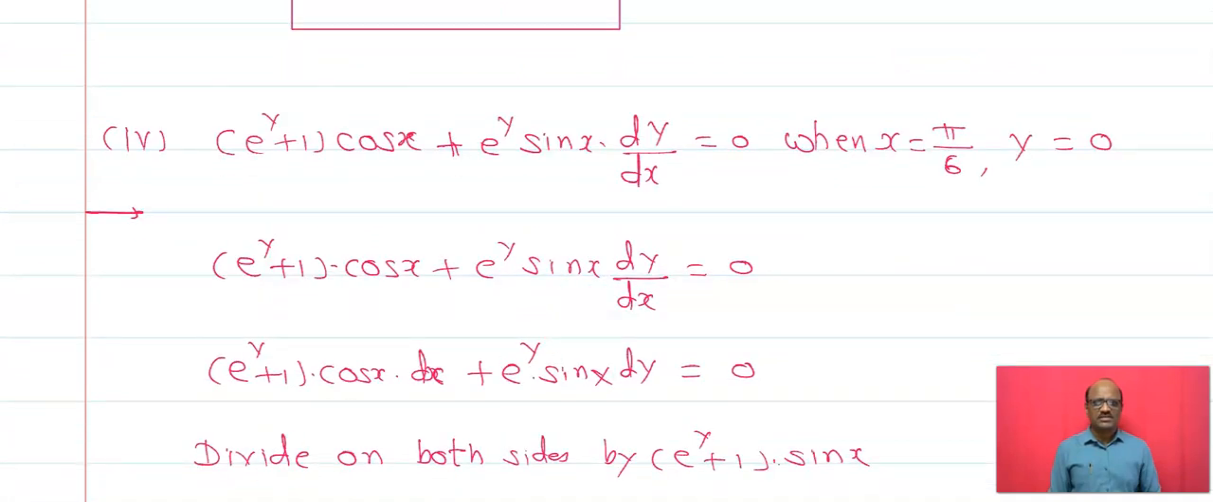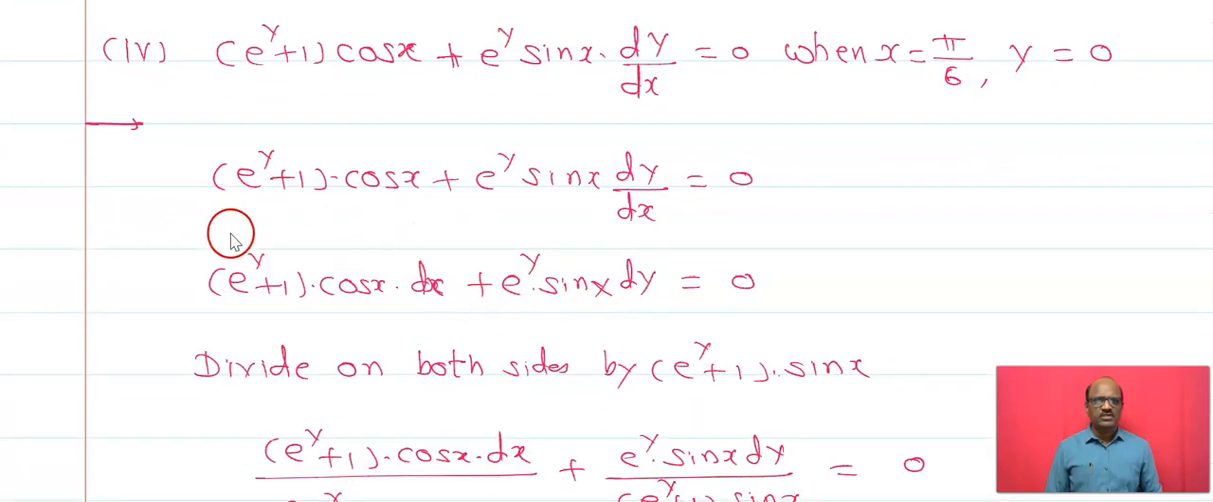Now the next problem is problem number 4. In bracket e raised to y plus 1 into cos x plus e raised to y into sin x into dy by dx, that's equal to 0. When x is equal to pi by 6, y is equal to 0. Now see this differential equation: e raised to y plus 1 into cos x plus e raised to y into sin x into dy by dx, that's equal to 0.